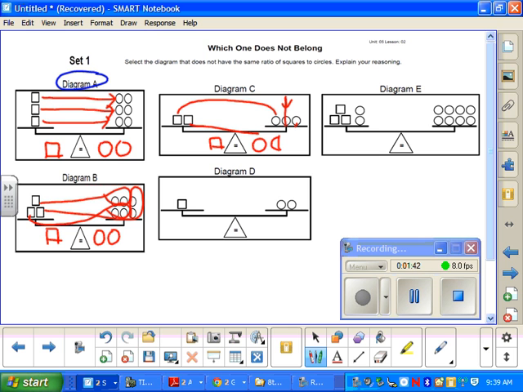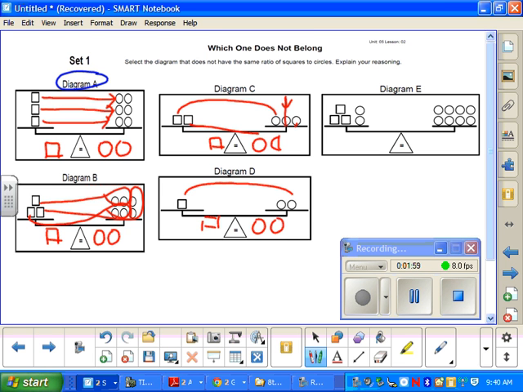Okay, very good. Now let's go on to diagram D. This one's probably your most simple one. We have 1 square and 2 circles. So it is done for us. We have 1 square to 2 circles. Okay, on to diagram E.